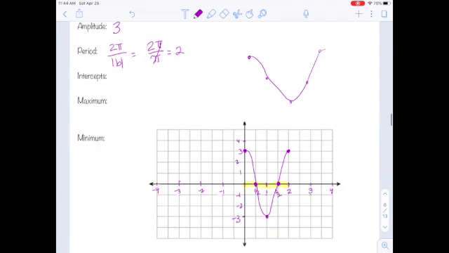Now, it is periodic, so make sure you graph more pieces. Okay, so we're going to go back down. Here's more to the graph, and I usually just make it go off of my graph paper, and then I'll go backwards.